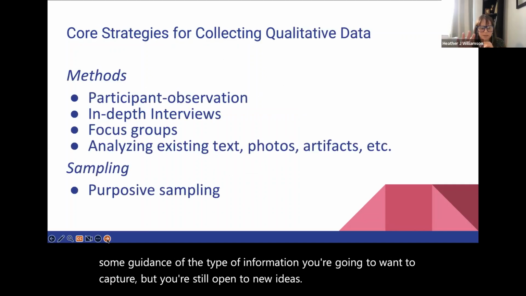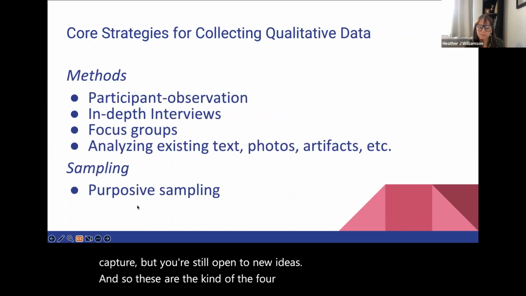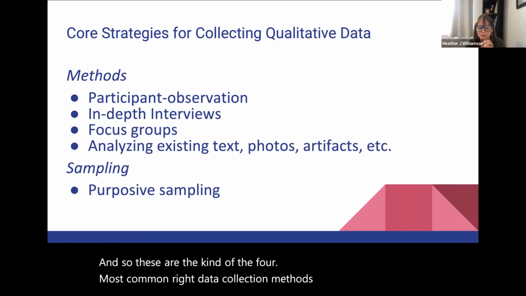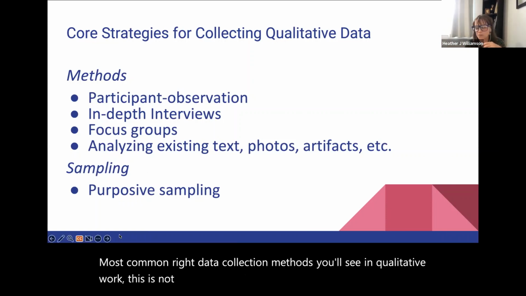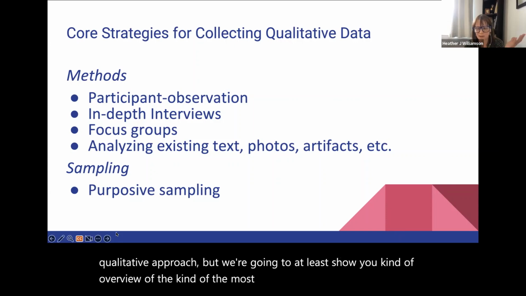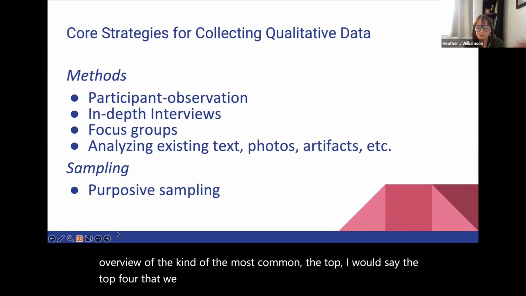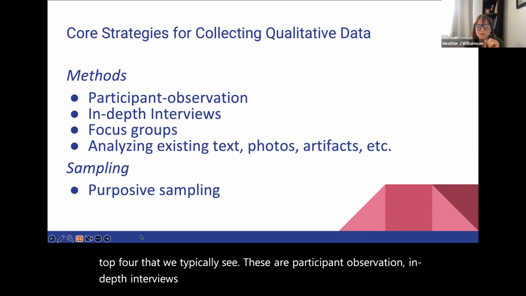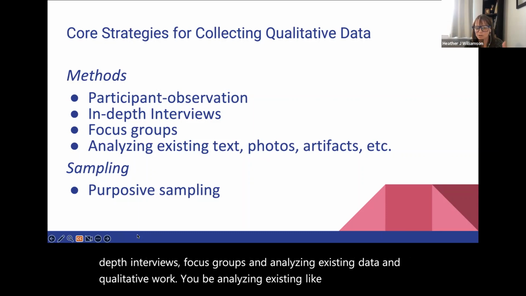These are the four most common data collection methods you'll see in qualitative work. This is not all of the ways you can do data collection using a qualitative approach, but we're going to at least show you an overview of the top four that we typically see. These are participant observation, in-depth interviews, focus groups, and analyzing existing data. In qualitative work, you'd be analyzing existing texts or photos or artifacts.